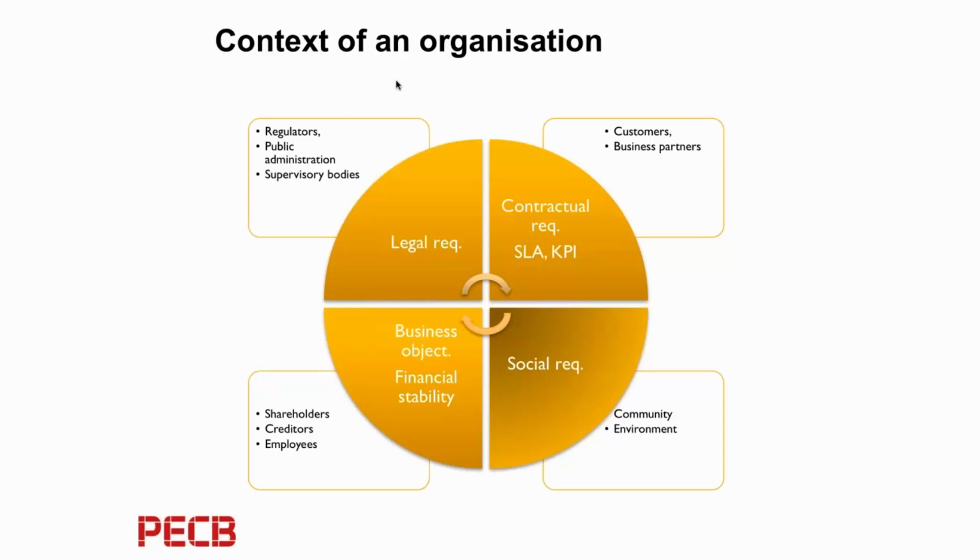What we want to do is identify requirements that external organizations, external companies, your customers, your business environment might have towards your company regarding business continuity. So we usually divide it into 4 quarters. We identify legal requirements, contractual requirements, financial or business objectives, and social requirements.